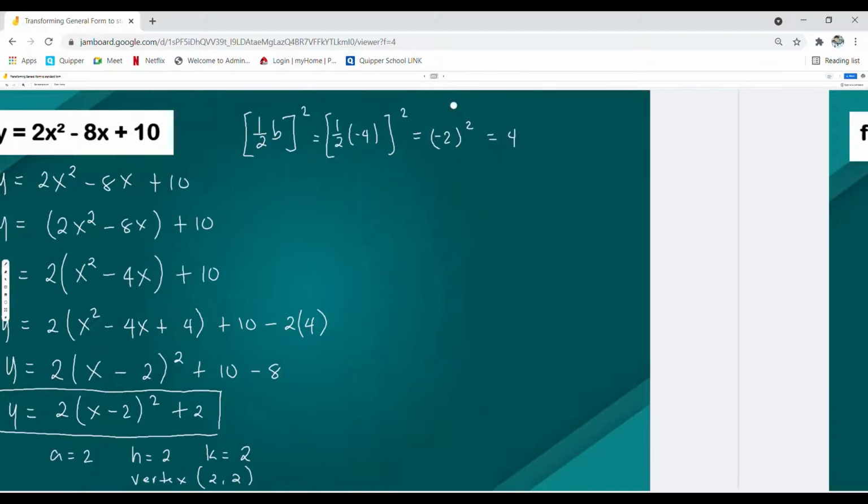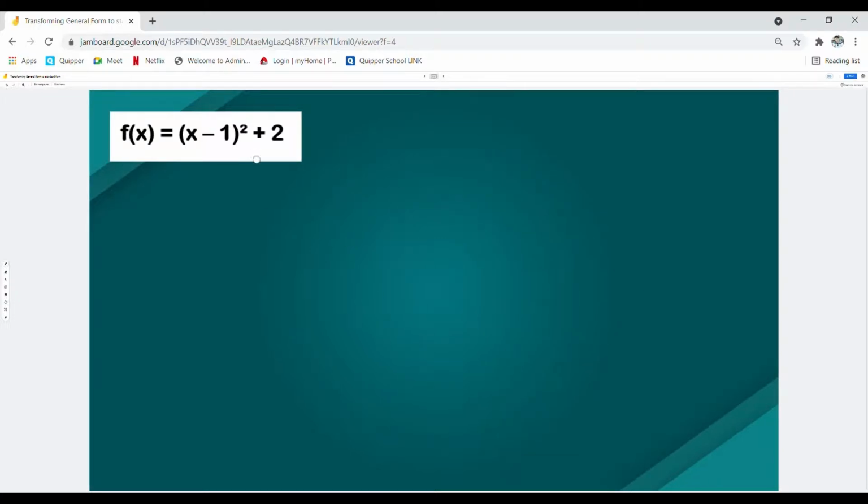What if you are told to write an equation or function in vertex form back to general form? Here we can write y is equal to, let's copy, x minus 1 raised to the power of 2 plus 2. All you have to do is expand this square of binomial. How to expand that? That's the same as x minus 1 times x minus 1 plus 2.